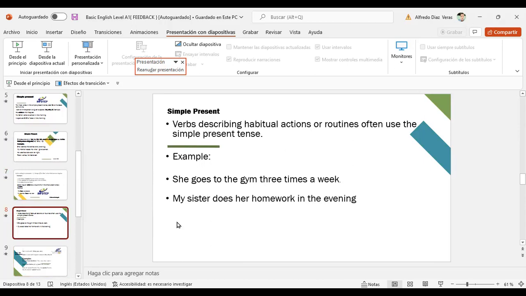Is that clear? Is that clear, people? Yes, teacher. Okay, just reviewing this part. Let's continue.